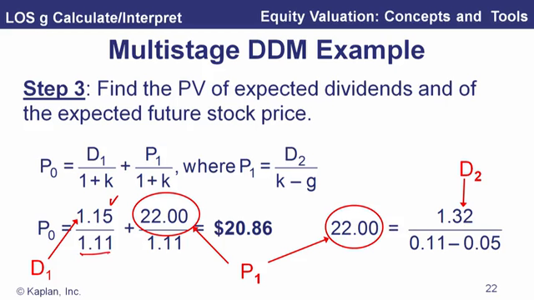And when we do that, we get $1.15 plus $22, right? Get the first dividend at time 1, sell it for $22 immediately after, based on the constant growth valuation formula. Add those two together, divide by 1 plus our required rate of return, and we get $20.86.